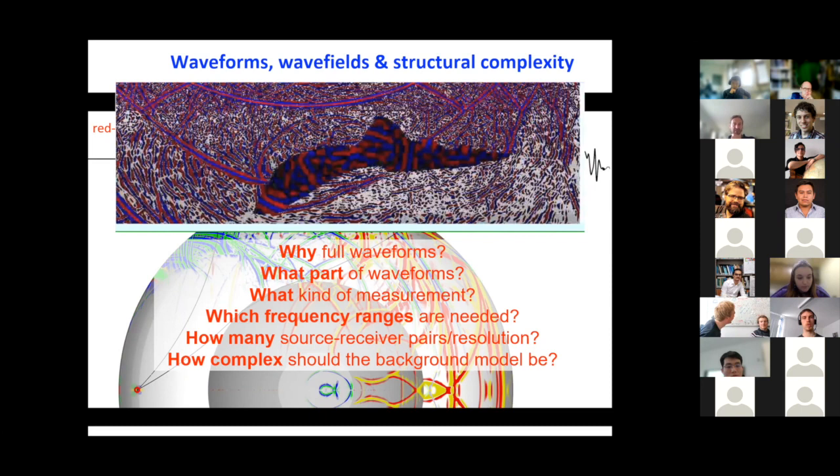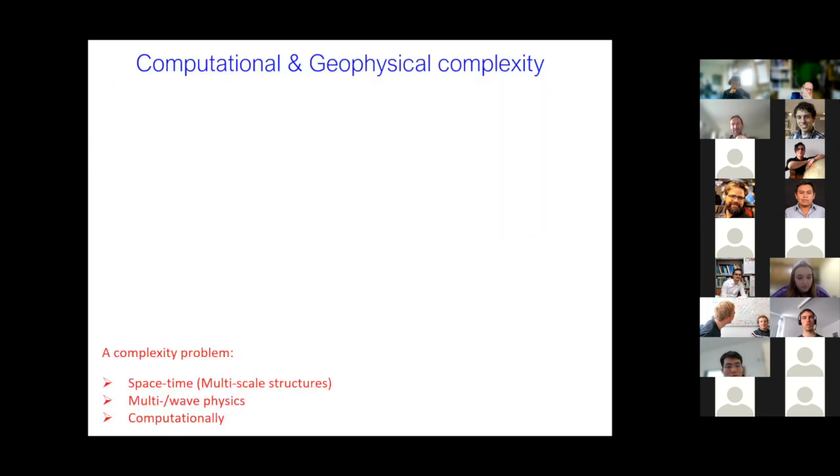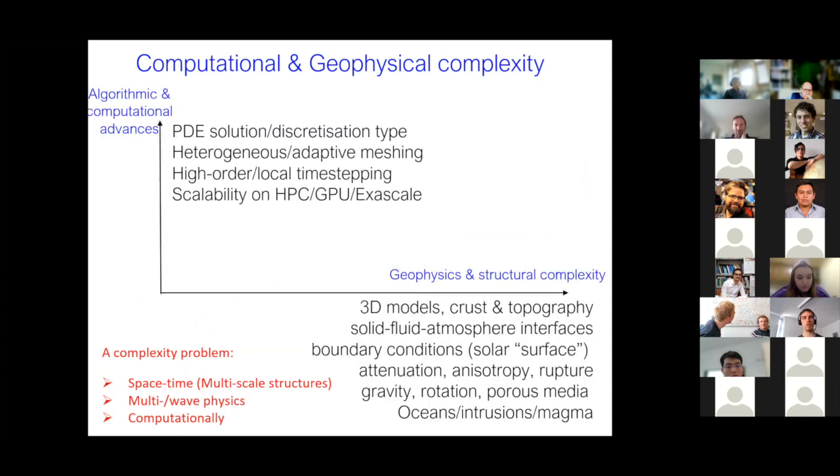And then I think fundamental to this sort of analysis is how complex the background model should be. And that is actually not an easy question to answer. I think all of this, of course, depends on exactly your problem. So I'm glad we spoke about some of the problems that you want to solve, but I'm sure this evolves over time. In other words, this leads to the idea that we're faced with different types of complexity when choosing even a simple solver. So I just plotted some typical axes here. On the top axis, you see the computational complexity, and on the right axis, the geophysical and structural complexity.